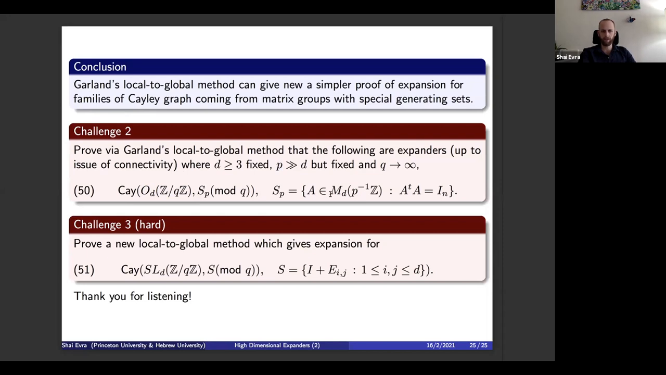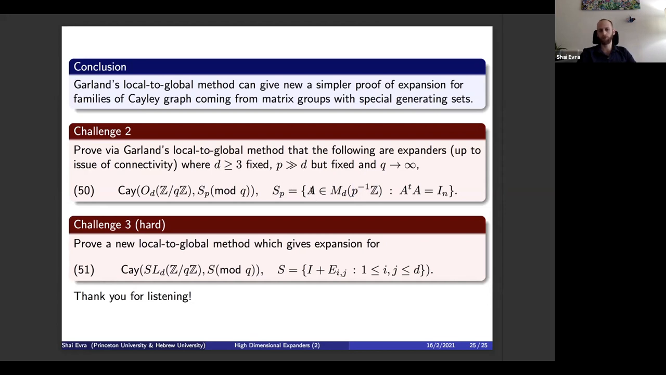Now, what is the generating set? It also has a quite nice description. You take all the D by D matrices which are orthogonal, and whose coordinates belong not to the ring of integers; you're allowed to take rational numbers whose denominator is a power of P. So slightly bigger than the ring of integers. This should be a very explicit, computable set S_P.